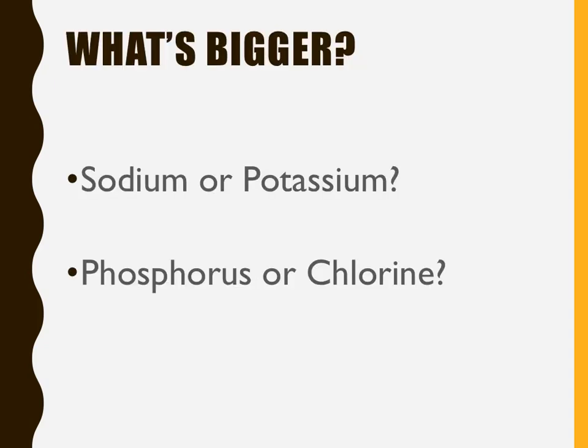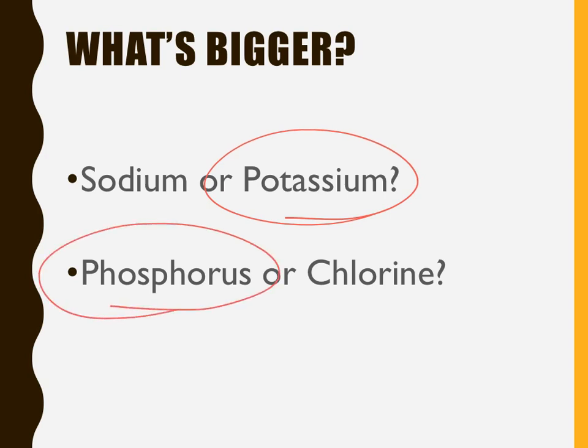Which would be bigger, sodium or potassium? These are on top of each other on the periodic table. Potassium has more energy levels and more blocking from the core electrons, so it would be bigger. What's bigger, phosphorus or chlorine? These are right next to each other on the periodic table. Phosphorus has fewer protons, and so it would have less pull holding it closer, so it would be bigger.